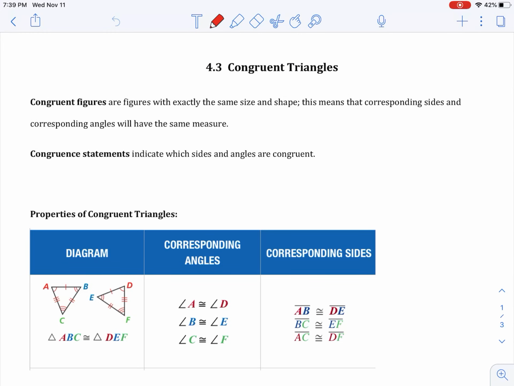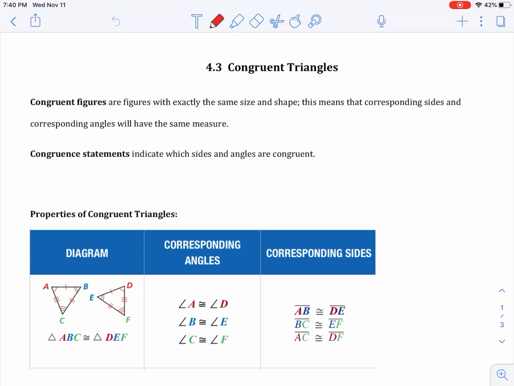In section 4.3, we're going to talk about congruent triangles. And congruent is a word you've heard before. We've talked about angles being congruent in chapter 1, like vertical angles are always congruent. We've talked about sides being congruent, so when we have a segment that's broken into parts, we say the two halves are congruent. In the last chapter, we talked about parallel lines and transversals and how alternate interior angles are congruent. So that's a word you should be used to.